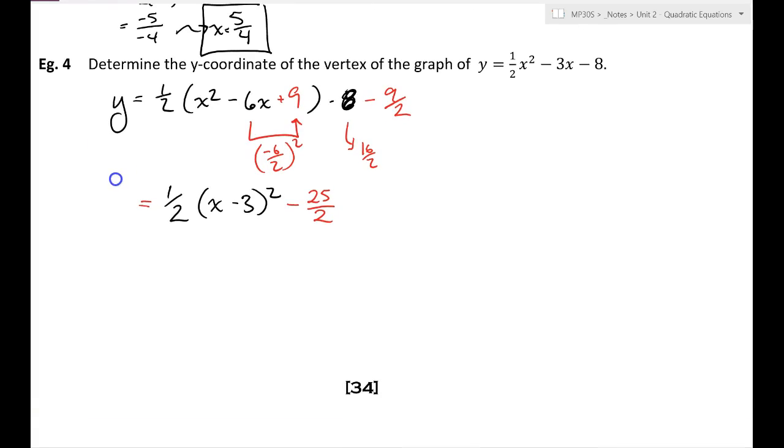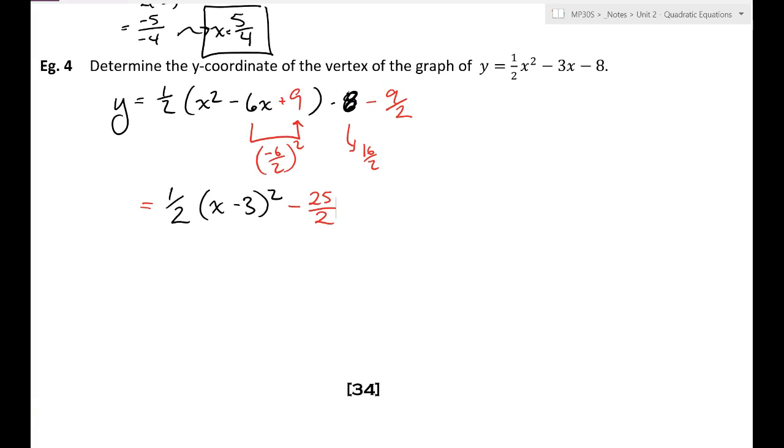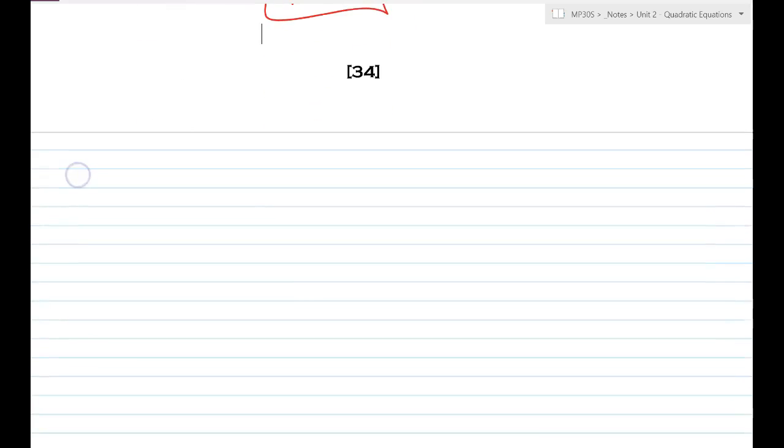Okay, once I've done my completion of my square, this piece here is Q, and as we know, Q is our y coordinate of our vertex, so Q or y value is going to be negative 25 halves. And that's my answer for that question.